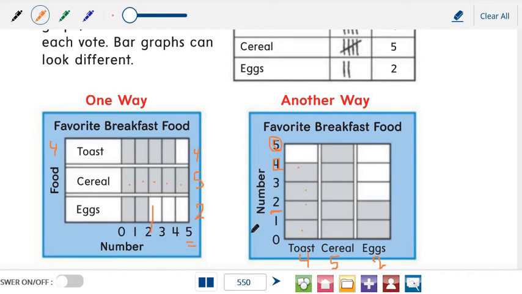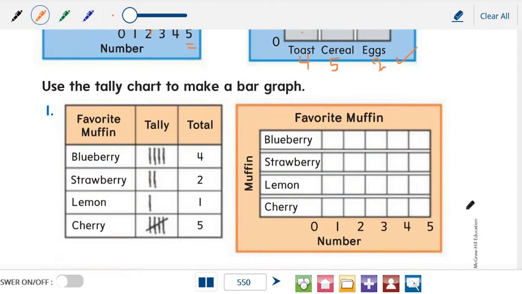So what do you think, grade 2? Which breakfast food did people like the least? Yes, it's eggs. Excellent, grade 2. And which breakfast food did people like the best? It's cereal. Yes, grade 2. Excellent. Now let's try to solve this question.